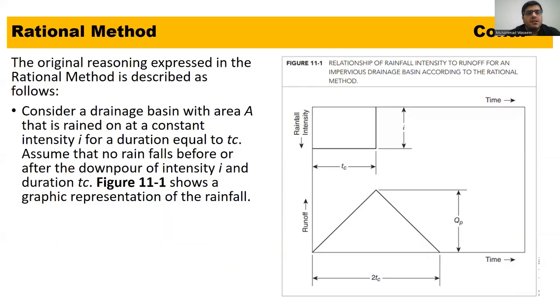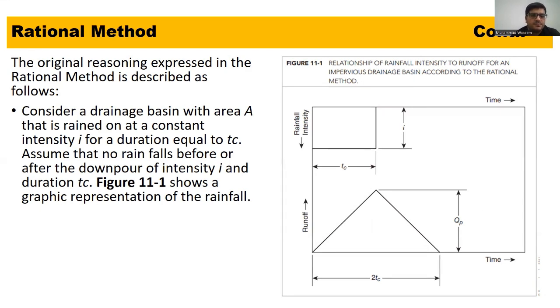So for the rational method, in this diagram you can see the relationship of rainfall intensity to runoff for an impervious drainage basin according to the rational method. Here you can see at the top there is a rainfall intensity, and the rainfall duration is exactly equal to the time of concentration.